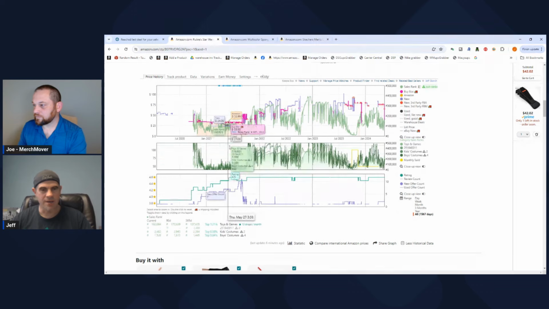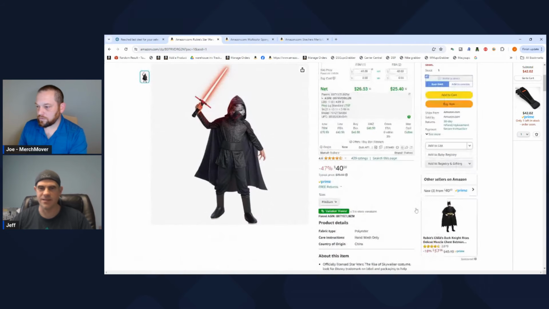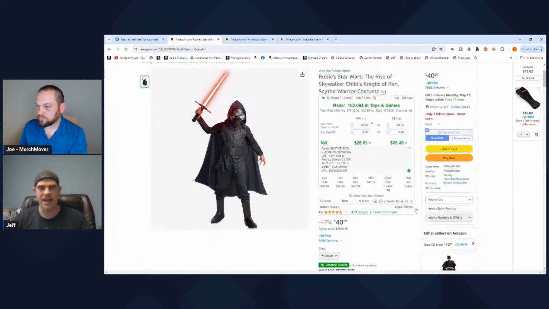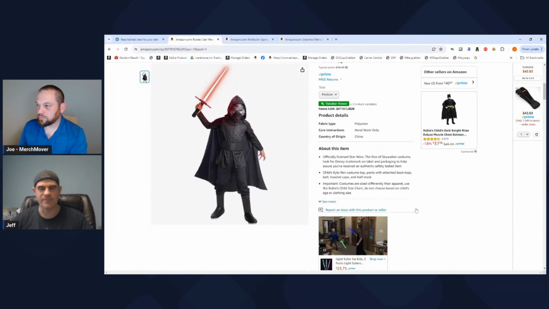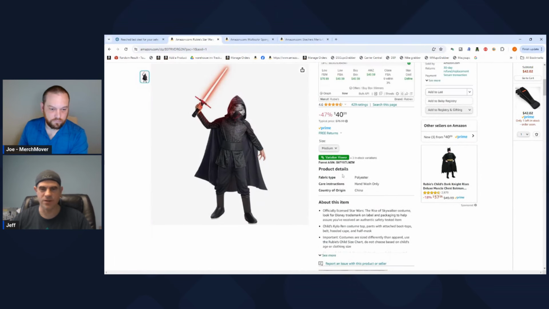Amazon hasn't carried this in a while. If you have an account with Rubies, you could call them up and say, hey, is this discontinued? And try to figure it out. Can't remember if Rubies still has Star Wars.